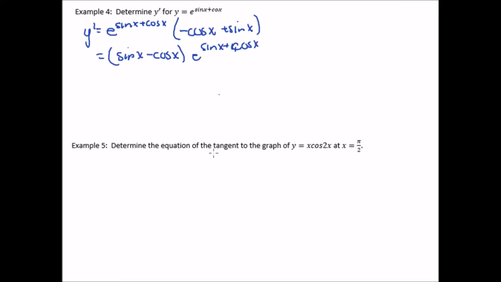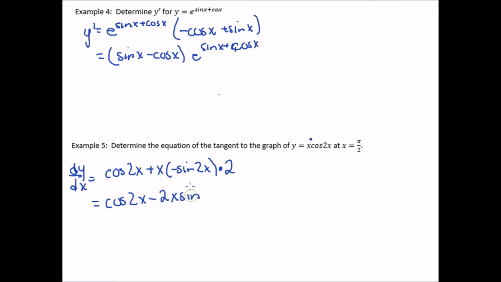Example 5, determine the equation of the tangent to this graph right here at x equals pi by 2. So dy by dx is going to equal, we're going to do product rule. The derivative of the first is 1 times cos 2x plus x, just normally, times the derivative of the second. The derivative of the cos is negative sine 2x, and then we're going to chain rule it with that 2. So our derivative is actually cos 2x minus 2x sine 2x.